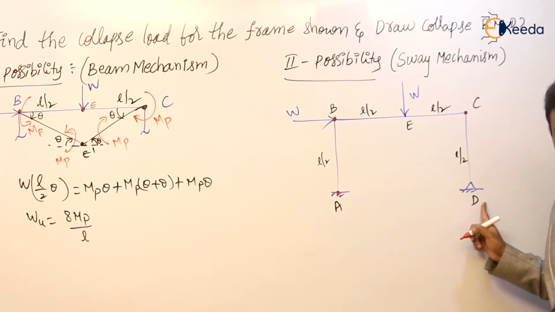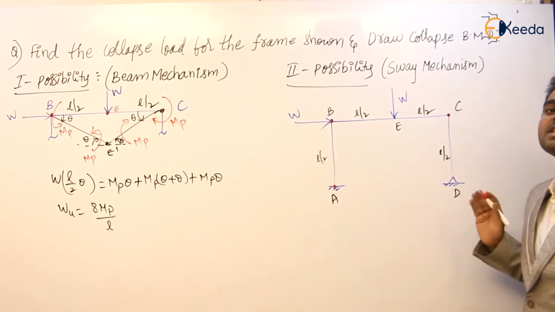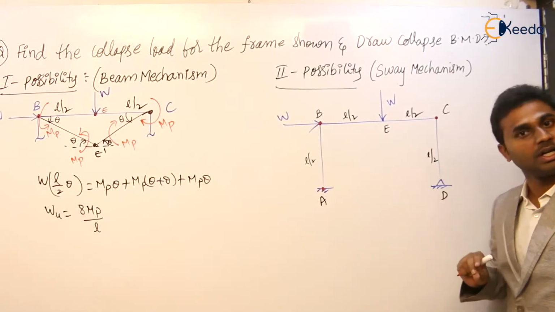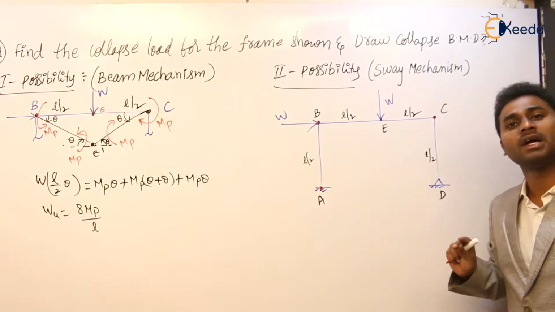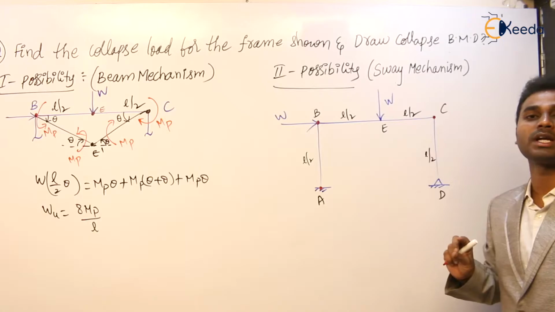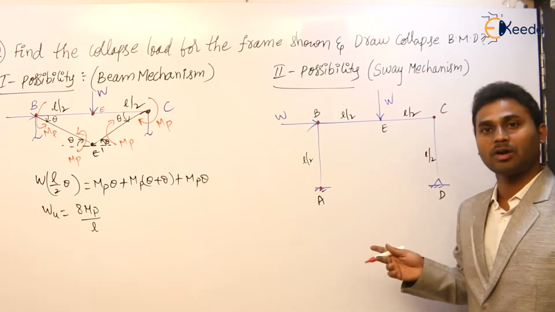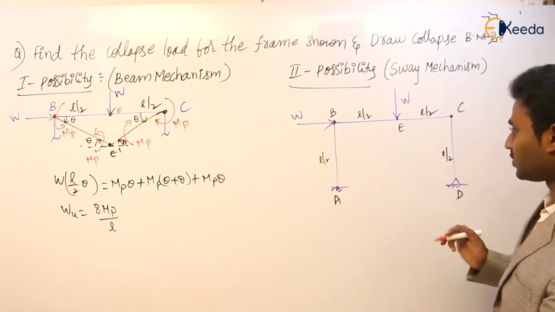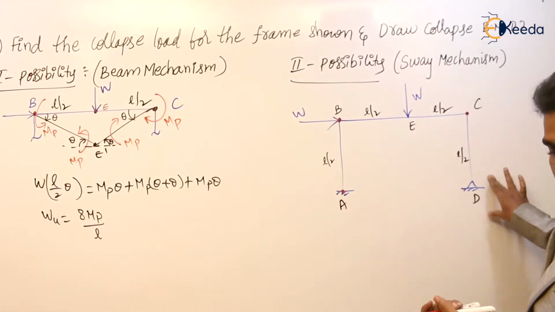D is already a hinged support. So at a hinged support, the plastic hinge will not form. The reason is that the bending moment or moment carrying capacity of a hinge is 0. It cannot take any moment. So wherever the moment can be taken, resisted, or developed, only at those locations will plastic hinges form. Agree? So at C the plastic hinge will not form. So at D the plastic hinge will not form.